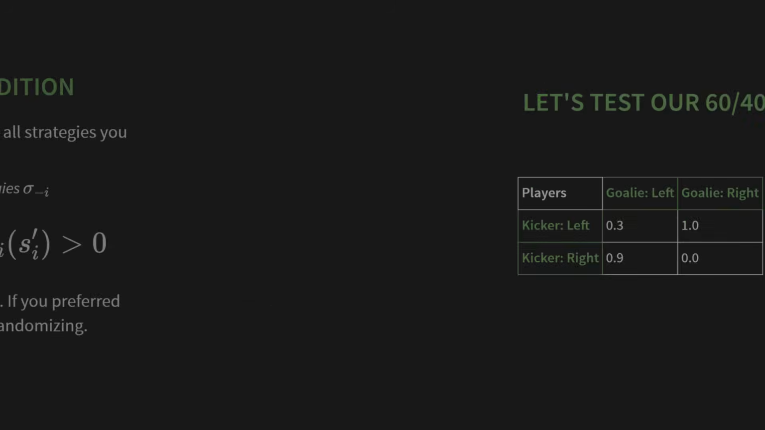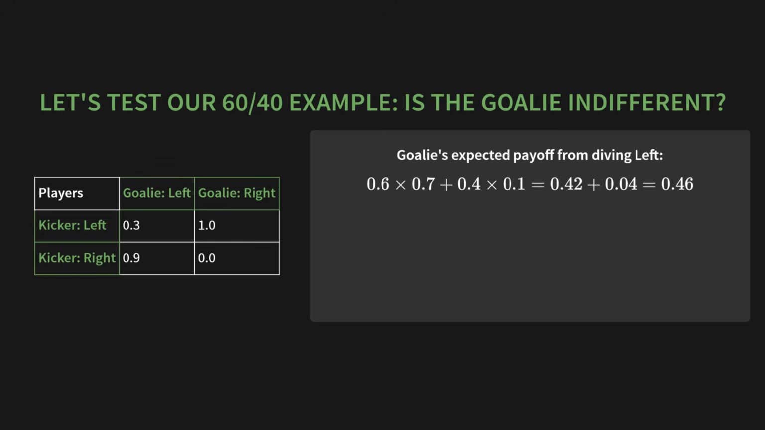So let's test our 60-40 example. Is the goalie indifferent? First, let's calculate the goalie's expected payoff from diving left. There's a 60% chance the kicker goes left, where the goalie's save payoff is 0.7. And there's a 40% chance the kicker goes right, where the goalie's payoff is 0.1. So that's 0.6 times 0.7 plus 0.4 times 0.1, which equals 0.46.